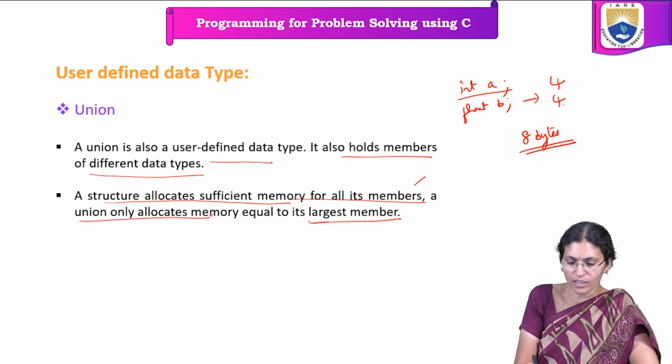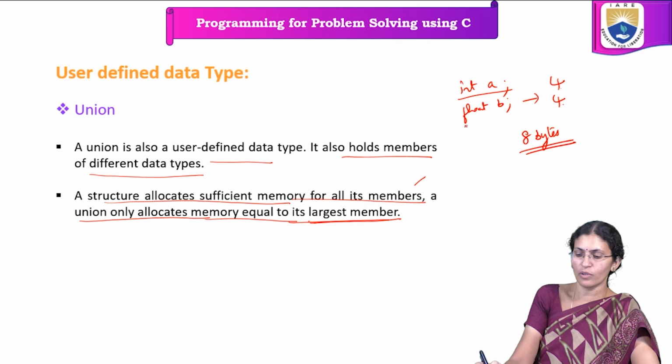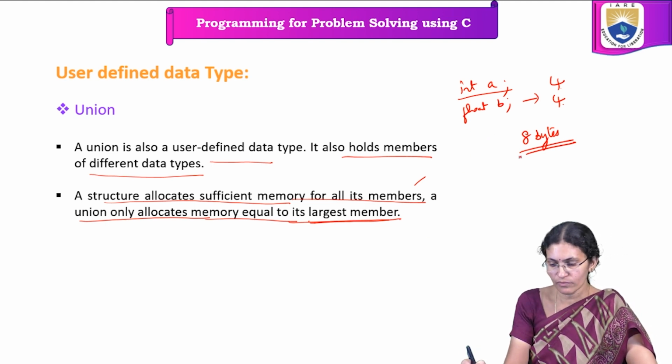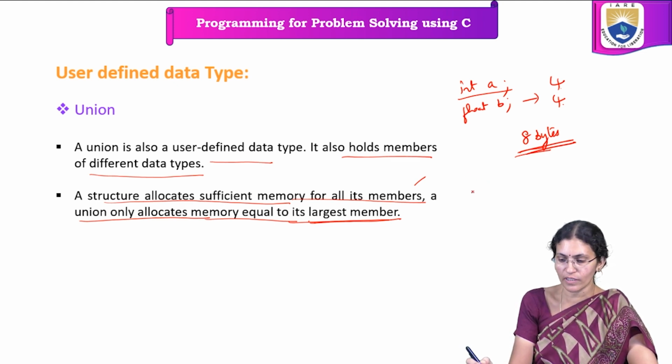Whereas for a union, it will allocate memory equal to the largest member. So out of these two, which one is the largest? Correspondingly, the union will allocate the memory. Actually, we use unions in order to save the memory. So for saving the memory, we use unions.